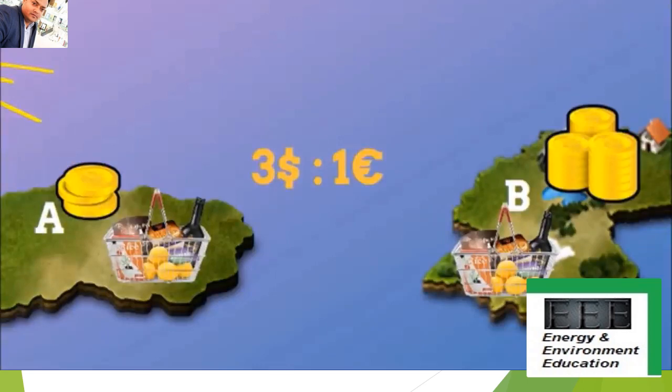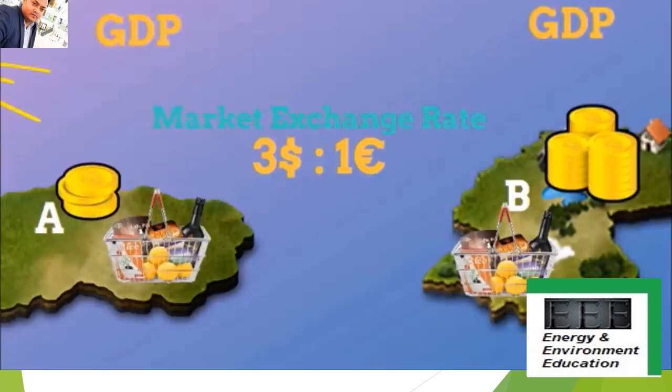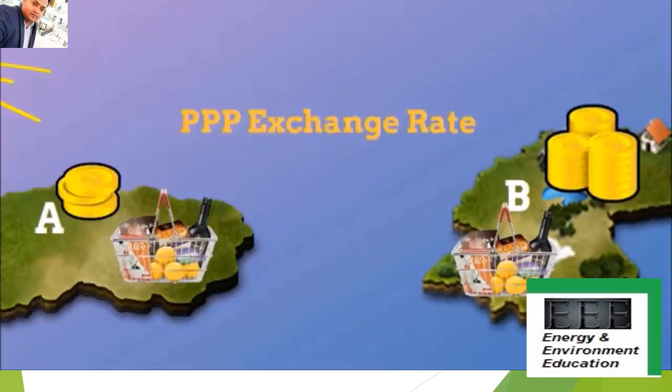So using the market exchange rates to compare GDP, it would look as if country B's GDP were 3 times the size of country A's GDP. When expressed in the same currency using the PPP exchange rate, it would eliminate this bias and would show that the GDP of each country is the same.